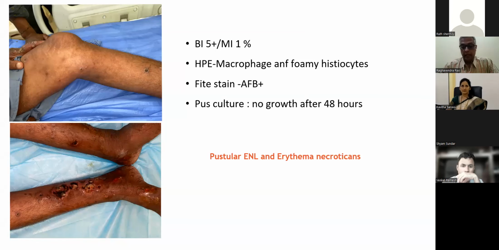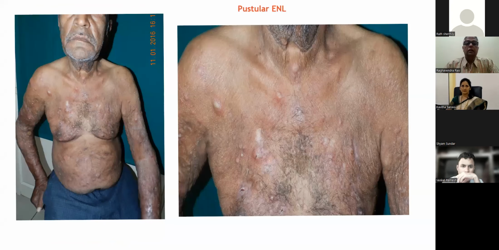type 2 leprosy reaction. So this is the clinical photograph of another patient, an old man who had pustular erythema nodosum leprosum. You can see there are multiple nodular lesions all over the body, and in some of the nodules there is pustule formation. So this is another example of pustular erythema nodosum leprosum.